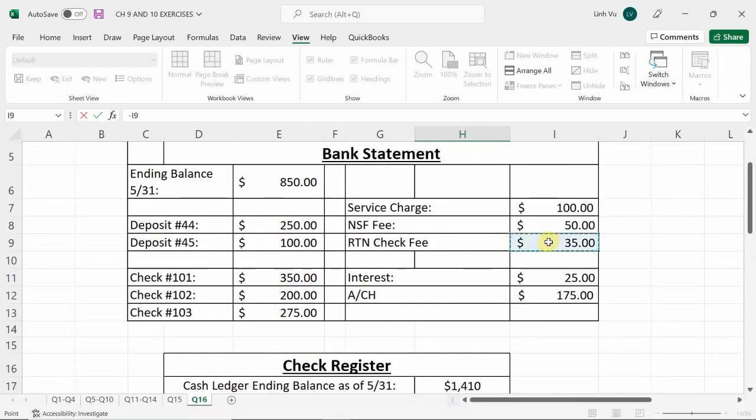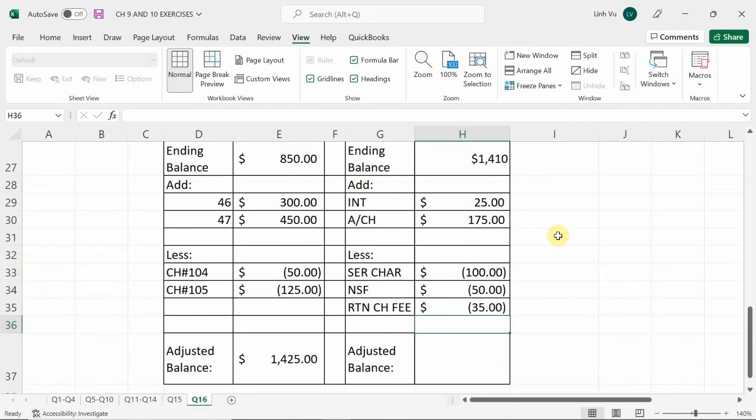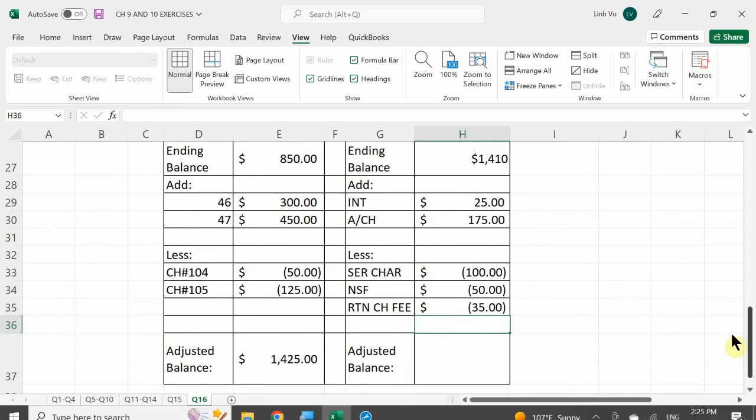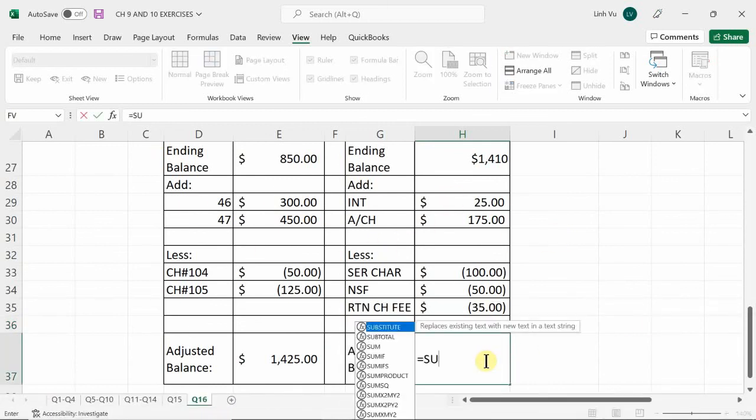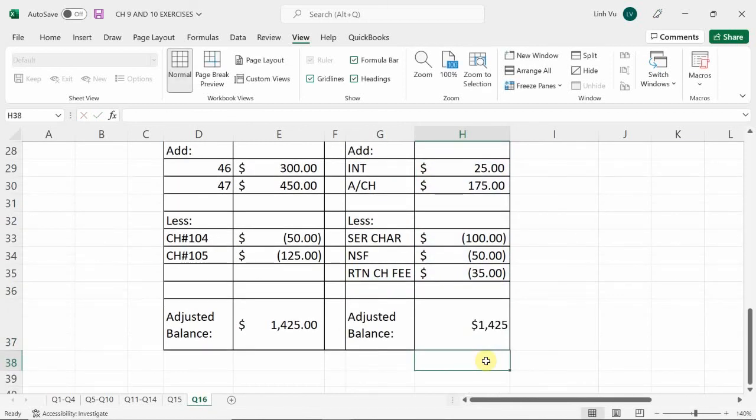Okay. So let's go ahead and determine my ending adjusted balance. If I started out in my checking account for $1,410, I'm going to add the interest I've collected, so $25 there, and the automated clearinghouse for $175. And then I also have to take out all of the fees that I was charged for $100, $50, and $35. So what is my grand total adjusted balance here? 1,425. Right, so I'm going to equal sum this real quick. And that is correct.